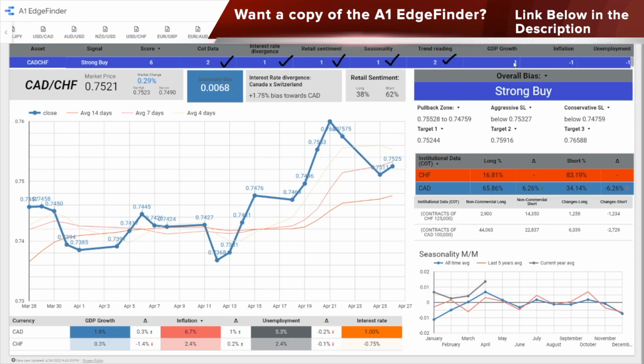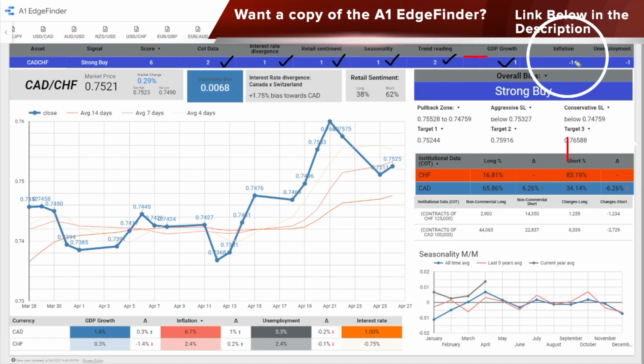Under the GDP growth category, what we can see is that Canada has a faster GDP growth in recent reporting. That tells us that Canada seems to be outpacing Switzerland. And so that gives us a bias towards the long side, towards CAD, +1 in this category.